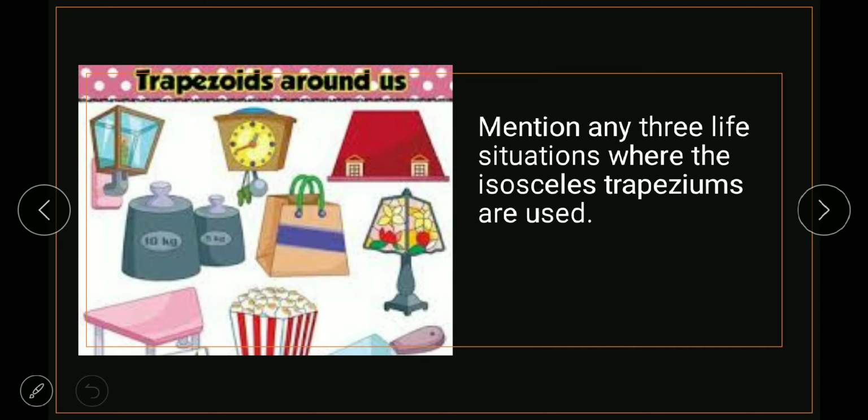And next one, mention any 3 life situations where isosceles trapeziums are used. You may get a doubt, why do we want to learn all this about trapeziums, where am I going to use it in my real life? Of course, we will be using it to know the area or perimeter of this rooftop and lamp, the area of this bag and popcorn cover and this table, and the area of this clock and this lamp. All this we need to use the area of a trapezium.